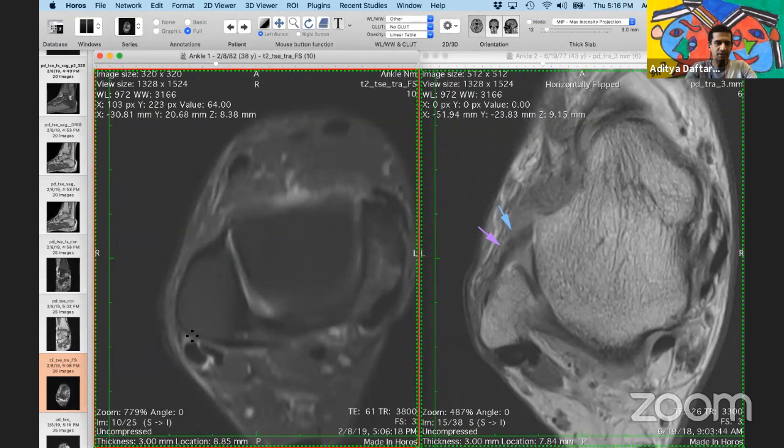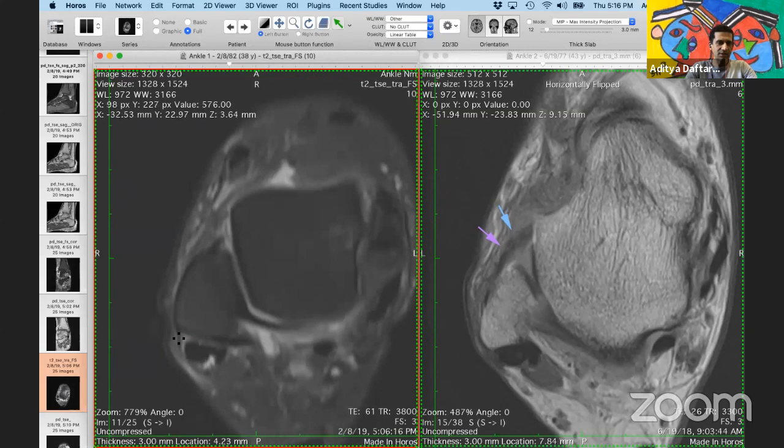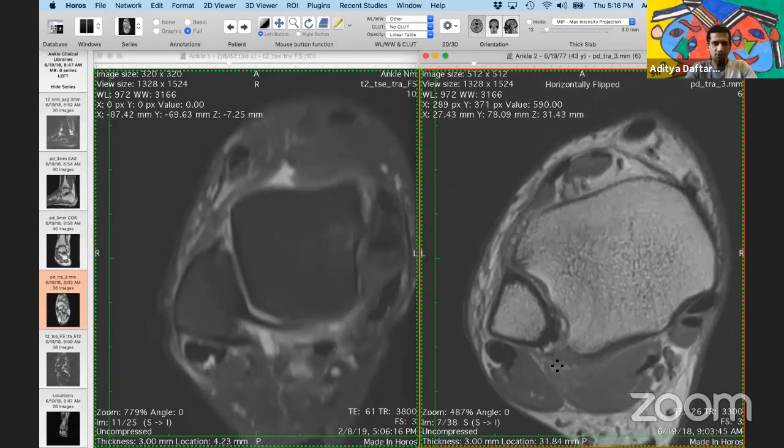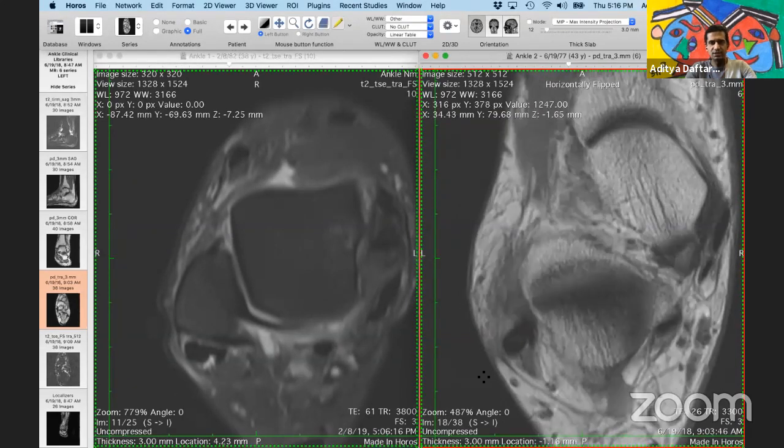So this is your longus, this is your brevis. These are the two tendons, and as you look back here, you can see this band of tissue here. That is your peroneal retinaculum. And if you come up here and as you go down on this image, you will see this band of tissue here is the peroneal retinaculum.